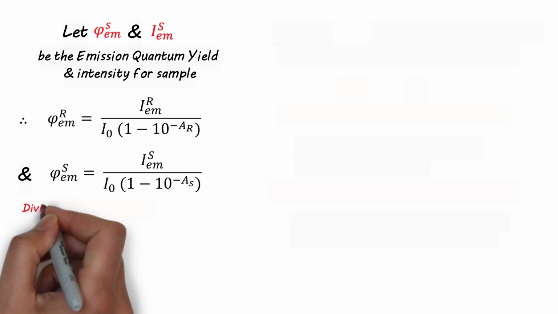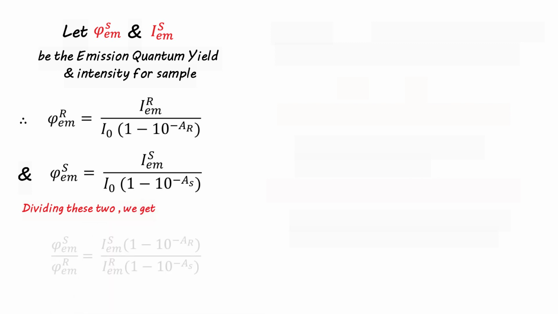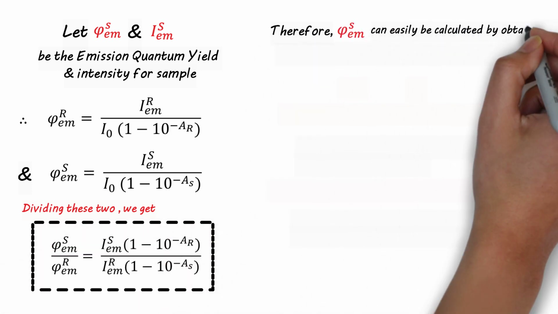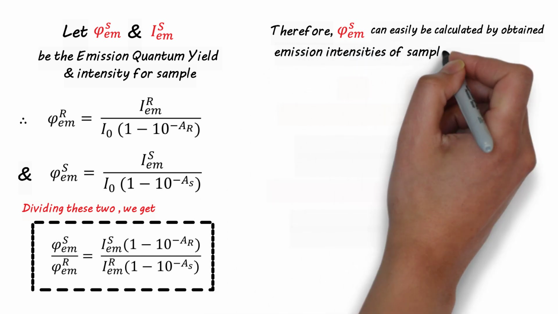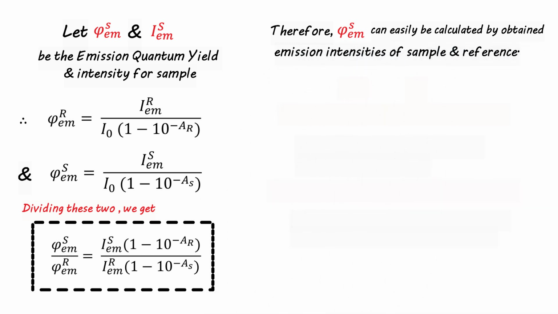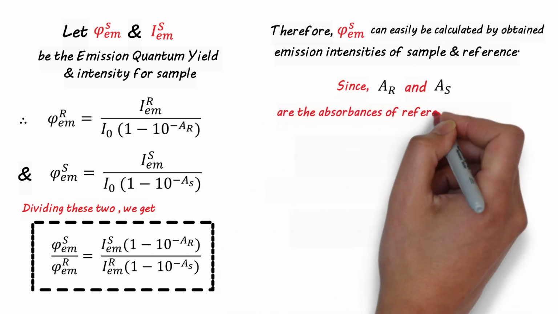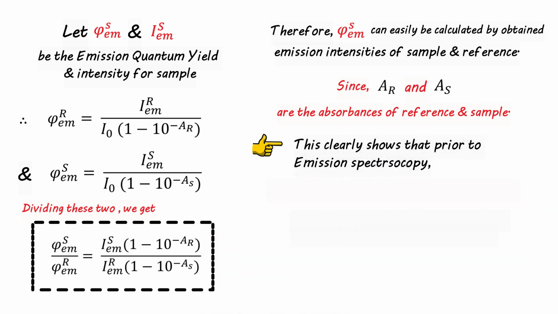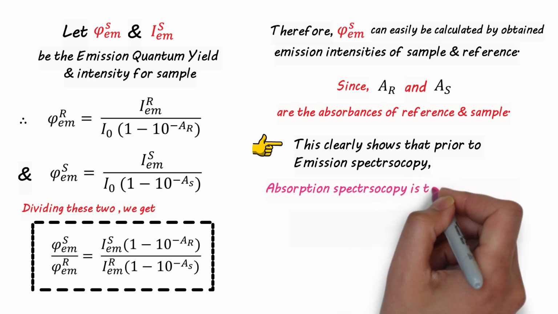Dividing these two expressions, we get phi-EMS by phi-EMR equal to IEMS into 1 minus 10 to power minus AR divided by IEMR into 1 minus 10 to power minus AS. This is the expression which is used to calculate easily phi-EMS by obtaining emission intensities of sample and reference. Since AR and AS are the absorbances of reference and sample respectively, this clearly shows that prior to emission spectroscopy, absorption spectroscopy is to be carried out.